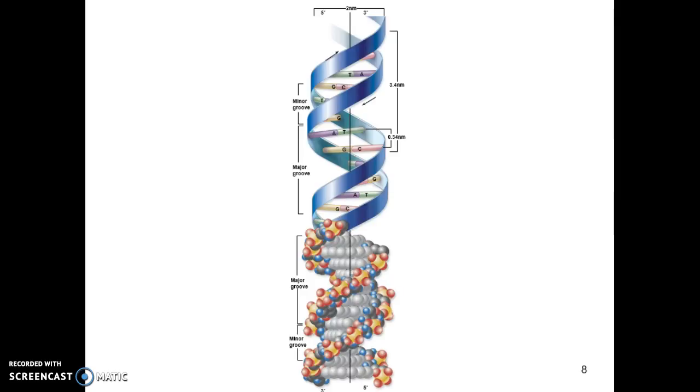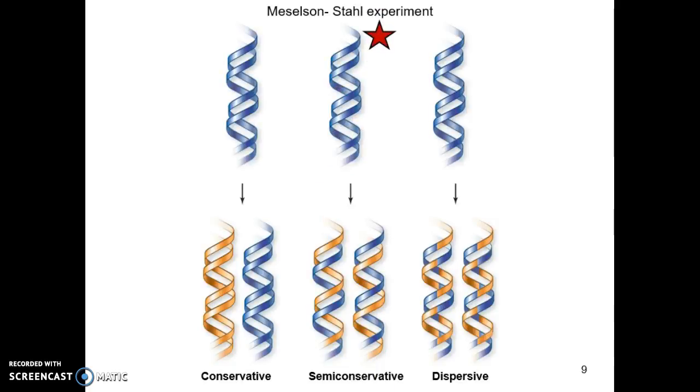Now, the replication process was a challenge for a lot of people. The Meselson-Stahl experiment is what really cracked the code on this and helped figure out how it replicates. So one hypothesis was DNA replication is conservative.